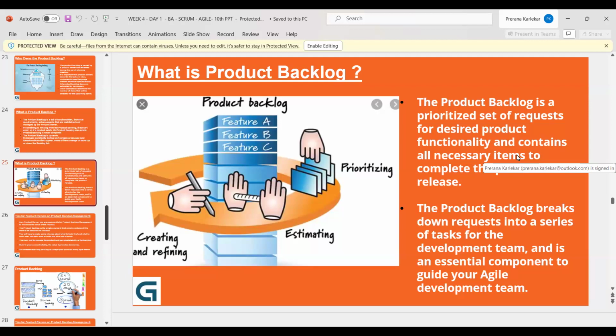But on this note, may I request two different people to read these two different bullet points? Yeah, go ahead.